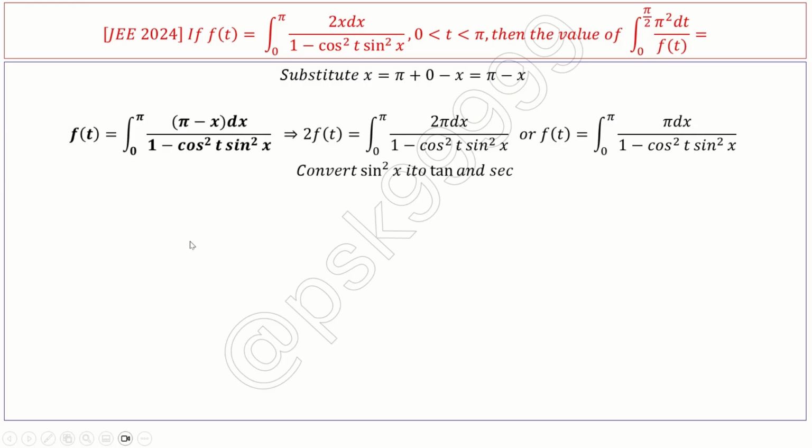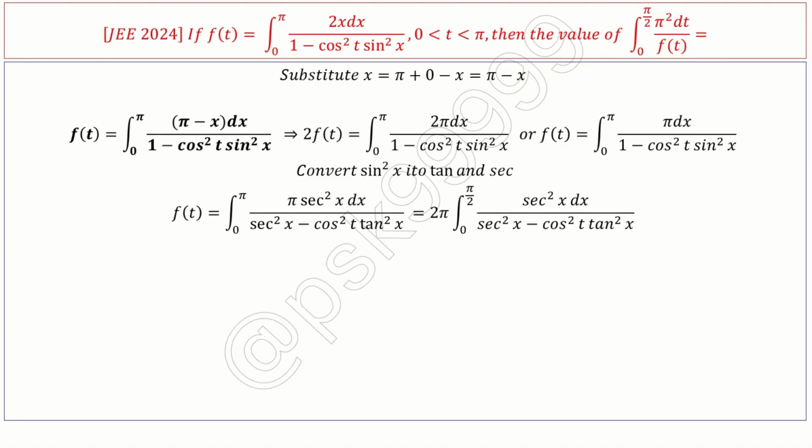Now, whenever you see sin square x in the denominator, sin or cos, you have to convert into secant and tan, right? That's what I'm doing here. If I divide numerator and denominator by cos square x, what I will get is integration from 0 to pi of pi secant square x dx divided by secant square x minus cos square t tan square x. I am making it into half, 0 to pi by 2, 2 times basically. Normally this rule is applicable whenever you substitute such things.